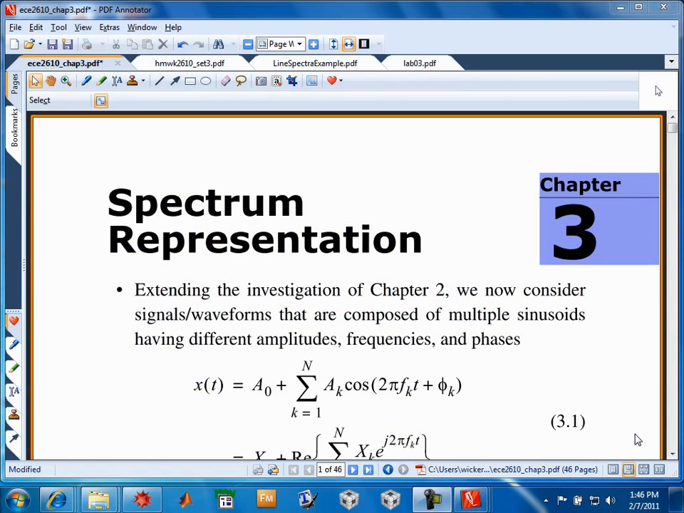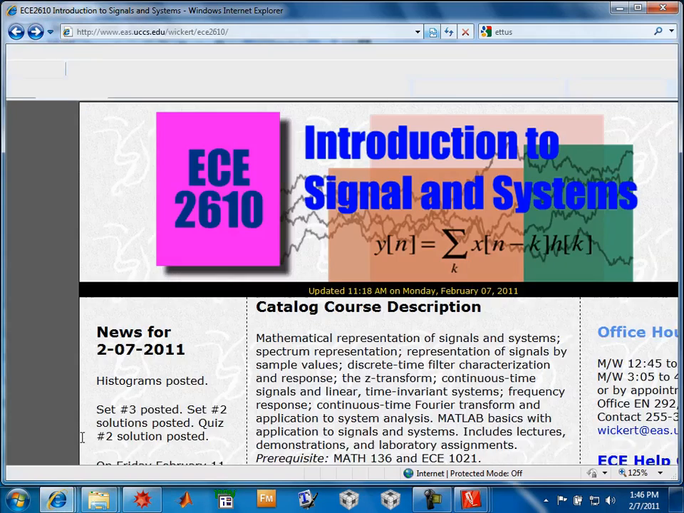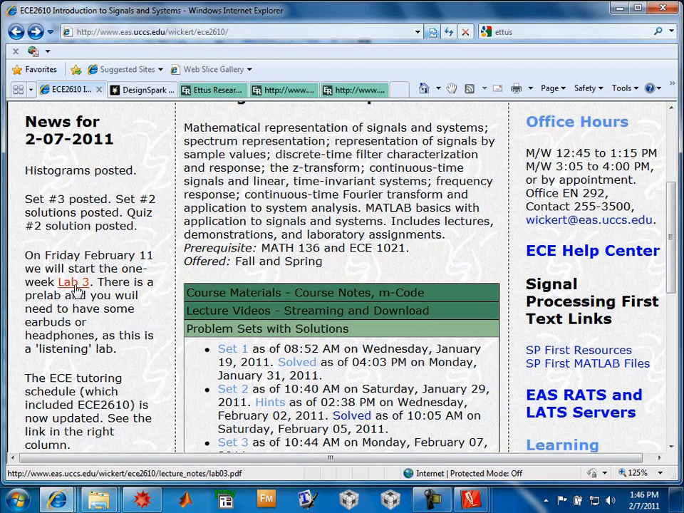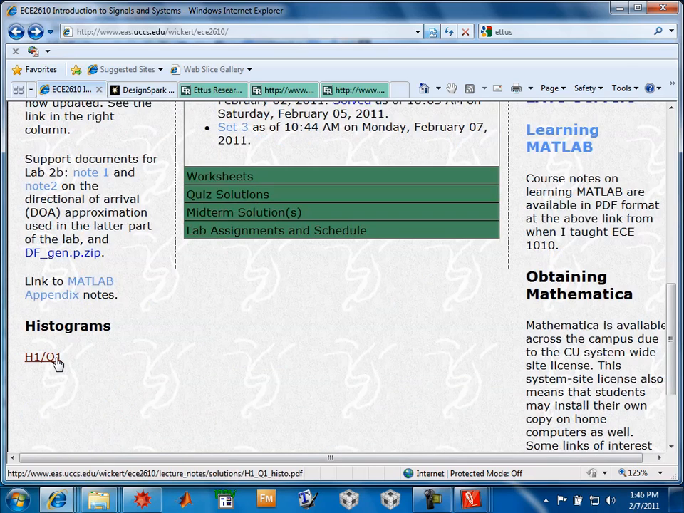This week we're going to go full force into Chapter 3 on the spectral representation material. I put up an assignment sheet over the weekend. I put up an example sheet, which I also handed out, which we'll start working on today, which is based on this material. Also over on the website, I've put in the link to Lab 3. And I've also put in a histogram sheet that you can take a look at to see what the score distribution is from the first homework and the first quiz.